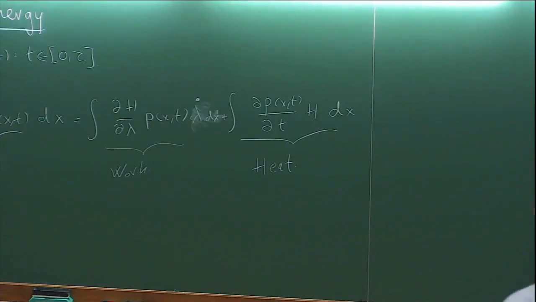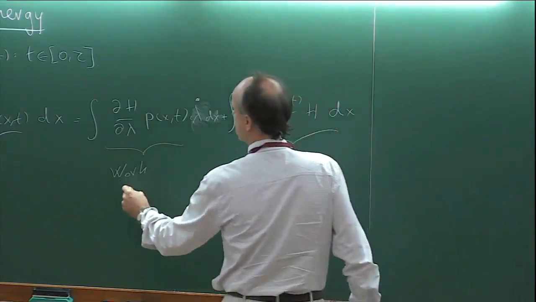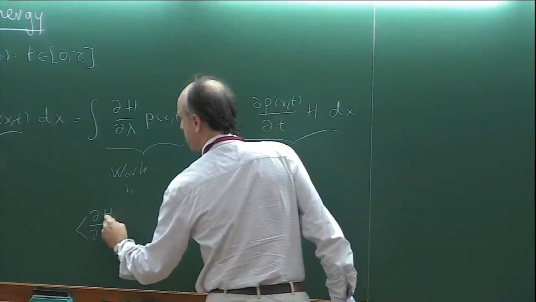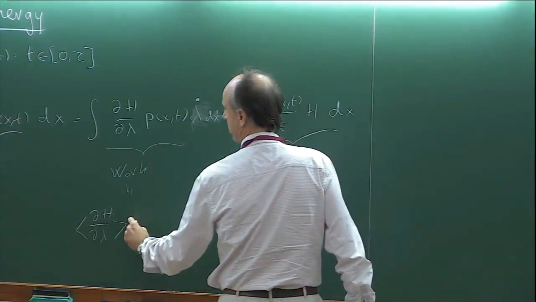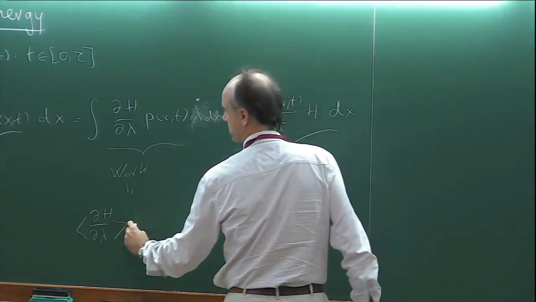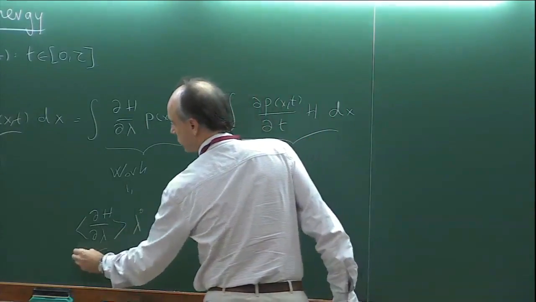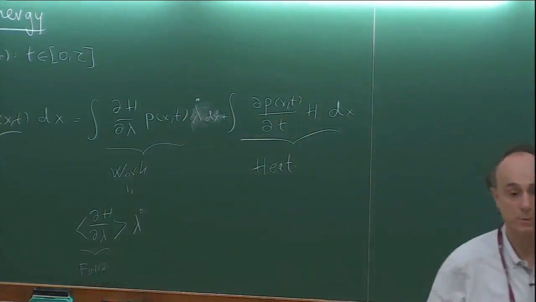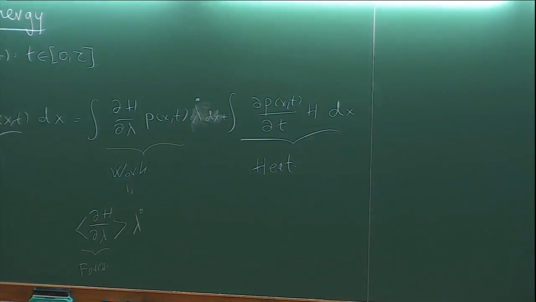And the work can be written as the mean value of the derivative of h with respect to lambda, times lambda dot. This is what we call a thermodynamic force. Actually, what is inside the average is a mechanical force, but when you average it, we call it a thermodynamic force. And this is the work and heat for this type of systems.